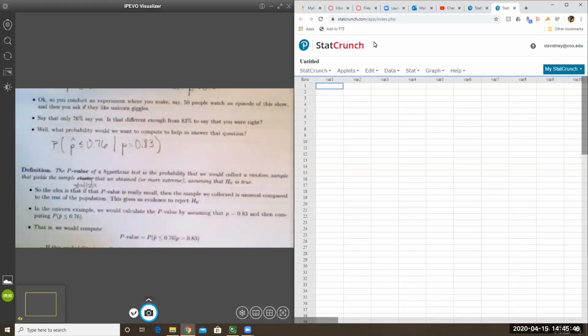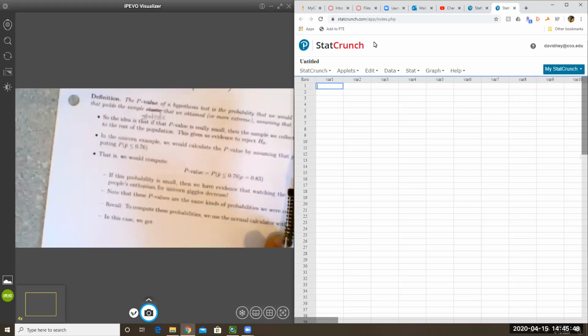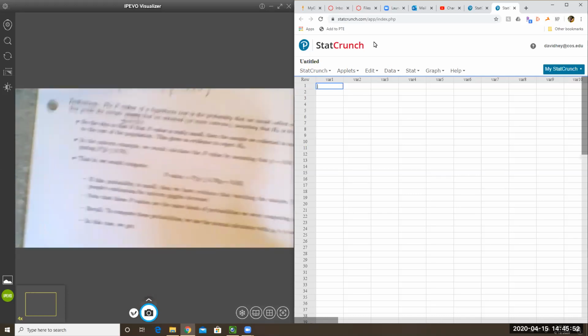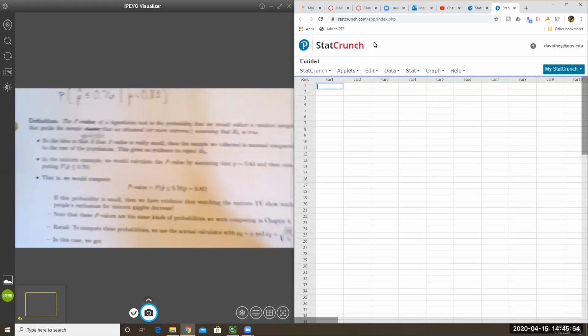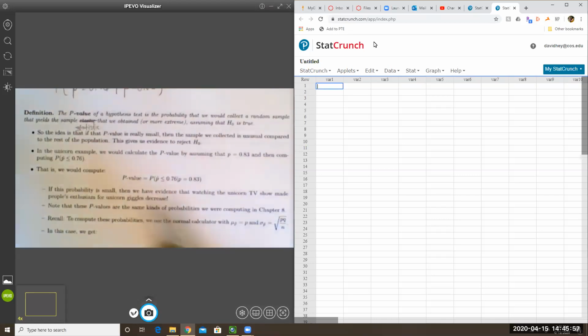If this probability is small, then we have evidence that watching the Unicorn TV show made people's enthusiasm for Unicorn Giggles decrease.